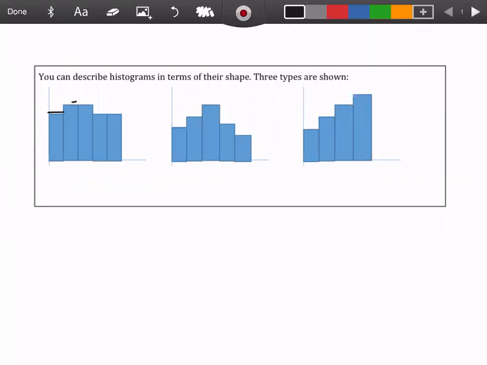all of these amounts or levels are pretty much the same, and if they are different, they're very, very close together. When that occurs, we call that a uniform histogram. So all the bars are relatively the same height.